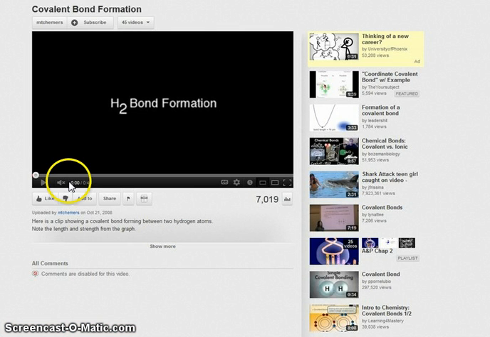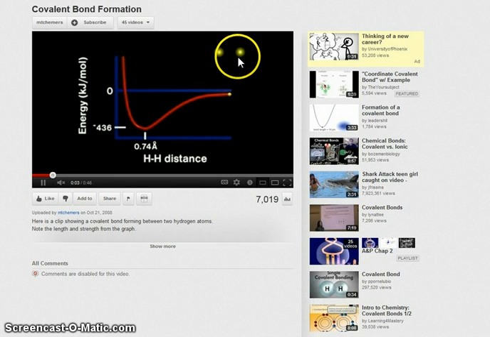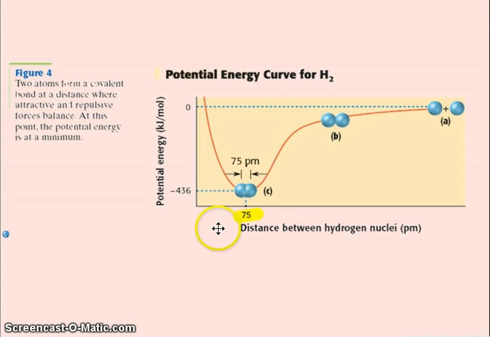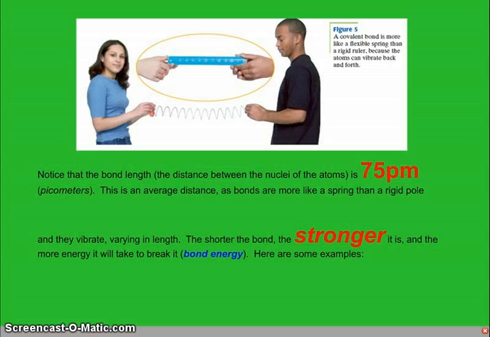Here's a little visual of that happening, the hydrogen bond formation. So again, as the two atoms are here, it has a certain amount of energy. As they get closer together, boom, that's the most stable situation. And again, if you try and squeeze them too close, then we're going to see an energy spike, and we don't want that to happen either. So the perfect distance is this 75 picometers. In the video there was an A there, 74 A, that's angstroms. It's just another metric measurement.